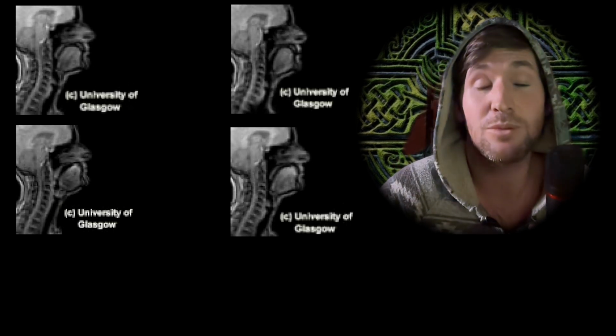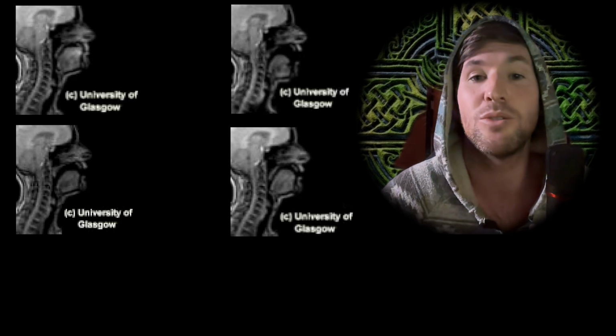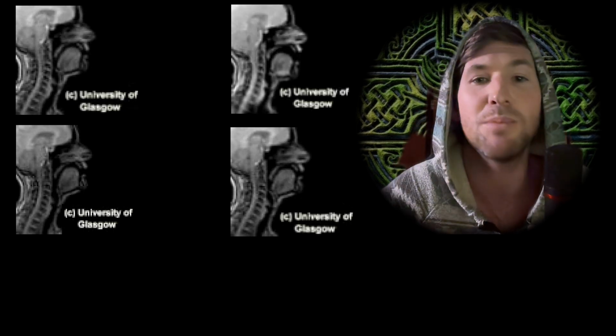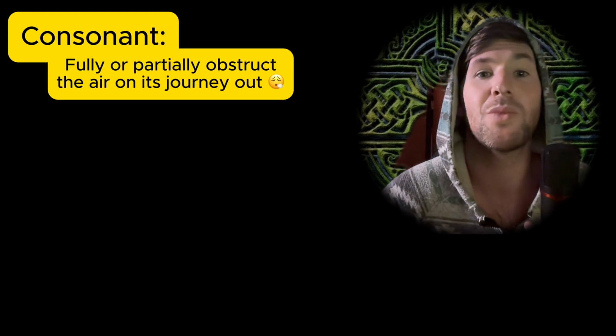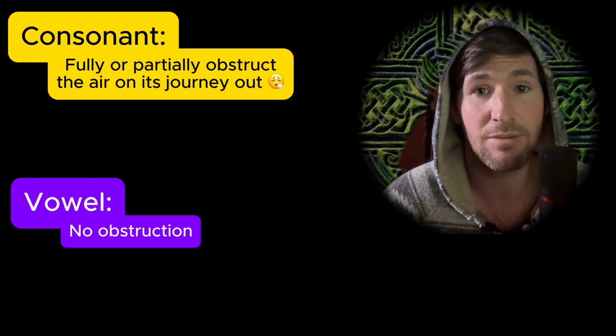There's also consonants which just partially obstruct it. So imagine I could use my lips, but I still let some air out, but it vibrates and makes a sound. It's still a consonant. F. I could do it inside my mouth with my tongue, like s. So these are still consonants. A consonant, we'll remember, is when we fully or partially obstruct the air. A vowel is where there's no obstruction.